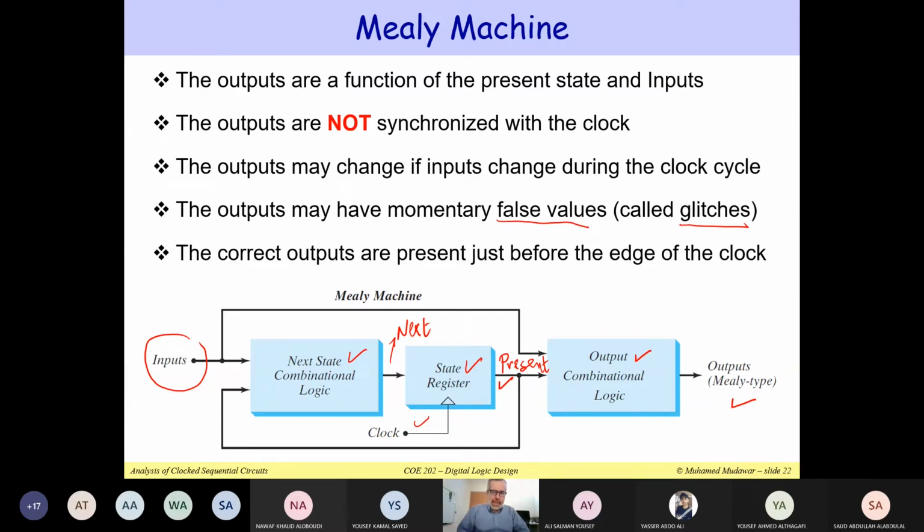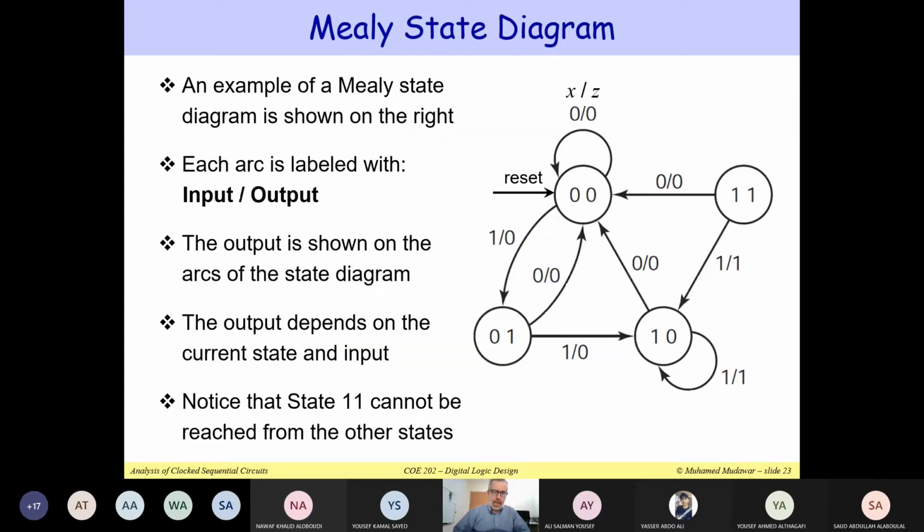And the reason why we get glitches in the case of a Mealy machine is that the inputs can change during the given clock cycle. So the outputs are not really truly synchronized with the clock. I will give you an example about a Mealy state diagram.